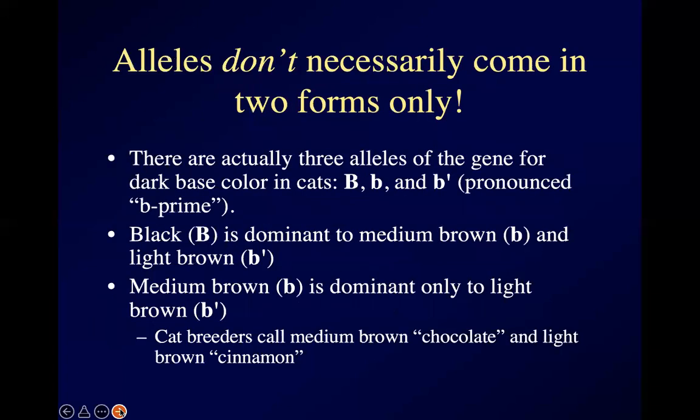One of the first things that was discovered when Mendel's work was rediscovered is that alleles do not necessarily come only in two forms. A lot of the examples that I'm going to give you in the rest of today's lecture and more on Monday are going to revolve around kitty cats.